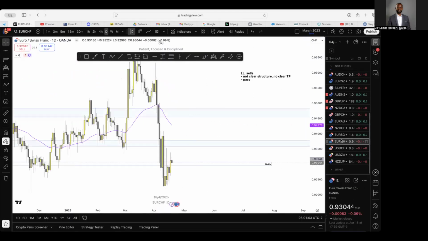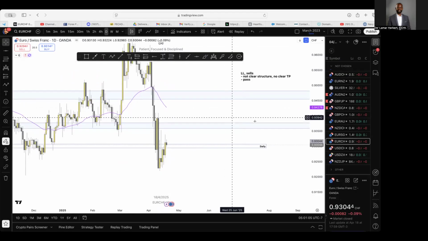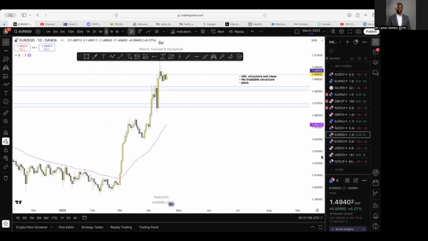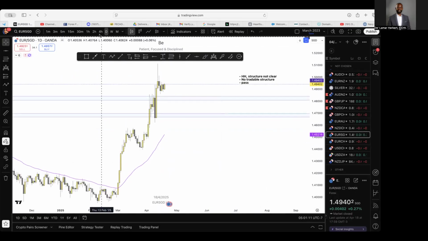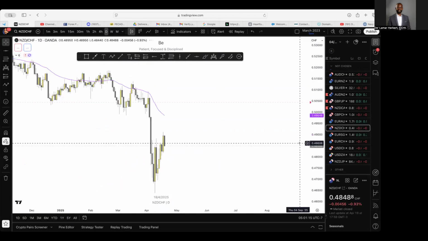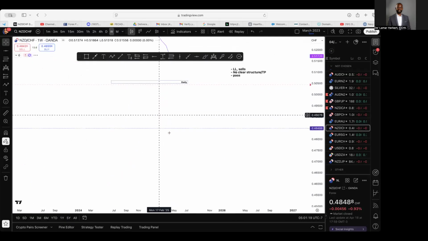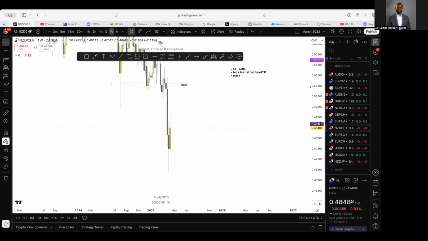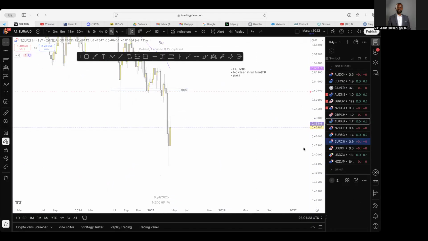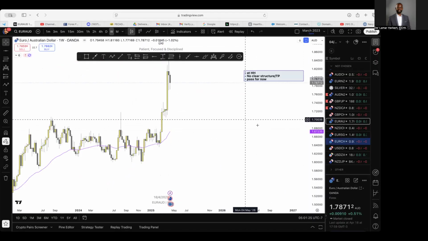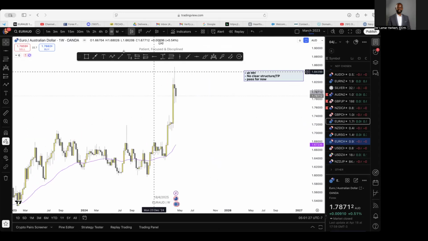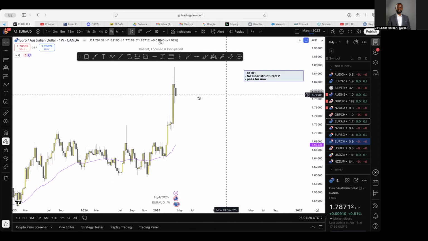EURCHF, not clear. We'll be looking for sells, not clear. EURSGD, structure not clear. Pass at that higher high. NZDCHF, we'll be looking for sells, but not clear. We've got all of this, and we're just at the lower low right now. No clear take profit. EURAUD, we're at a higher high, but this is just not clear. We're going to pass for now.